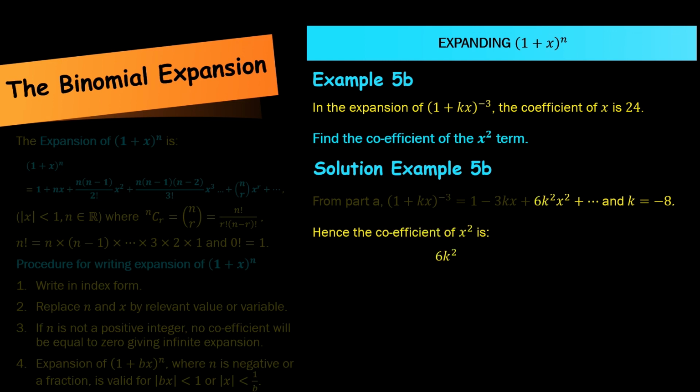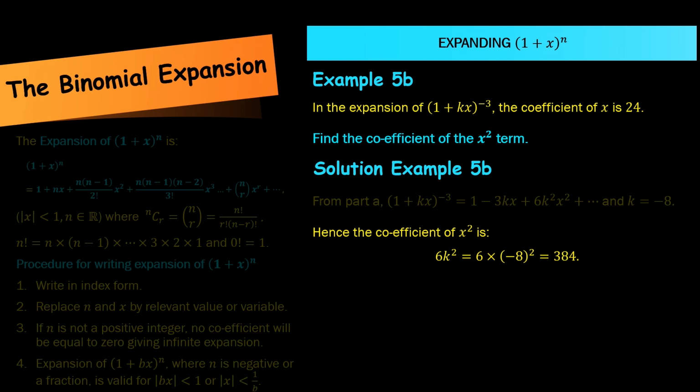Plugging in the value of k, which we obtained from part A, we have that 6k squared equals 6 times minus 8 squared, which is equal to 384. Therefore, the coefficient of x squared is 384.